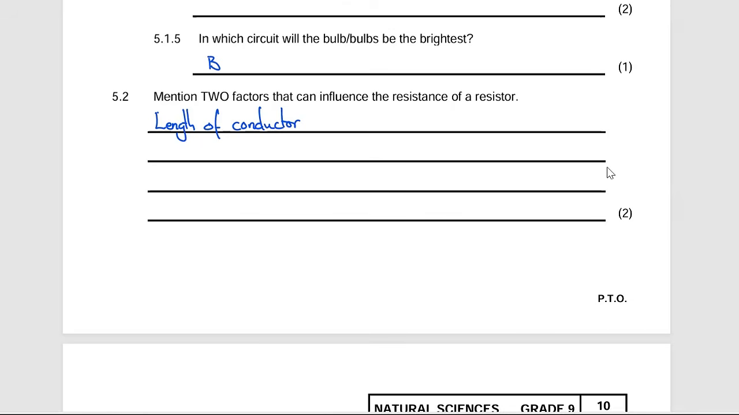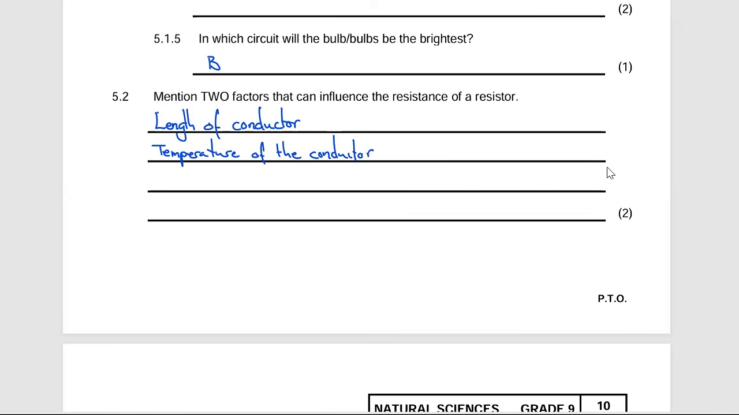They're saying mention 2 factors that can influence the resistance of a resistor, right? So in terms of the length of the conductor, we are going to say the longer the conductor, it means we will have a higher resistance. If the conductor is longer, you're going to have a higher resistance, right? If you're having a shorter conductor, the resistance is going to be less. So the next factor there is going to be the temperature of the conductor.